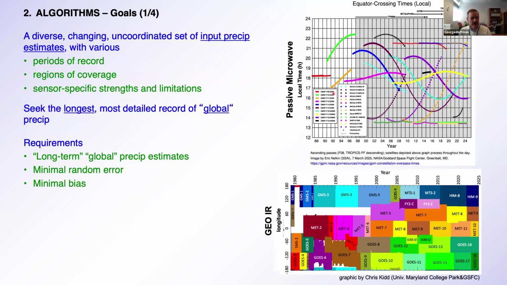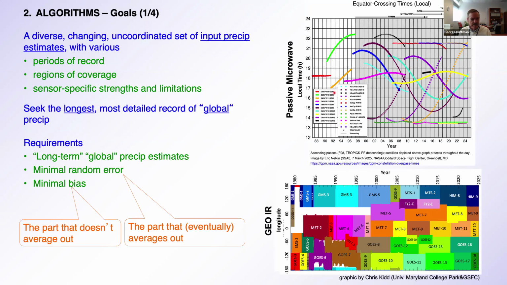So what we want is the longest record of global precipitation. And what are the requirements? Well, besides long-term and global, we want to minimize the random error, which is the part that will eventually average out. So at half-hourly, random error is important. At monthly, it's not as important. And then bias, which is the part that doesn't average out. Typically, the random error swamps bias at the half hour, and by the time you get to monthly, the bias is more important.